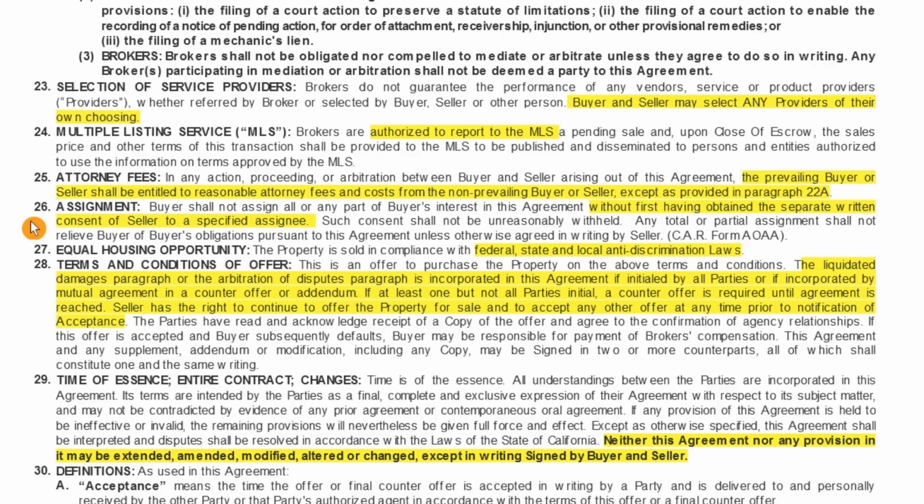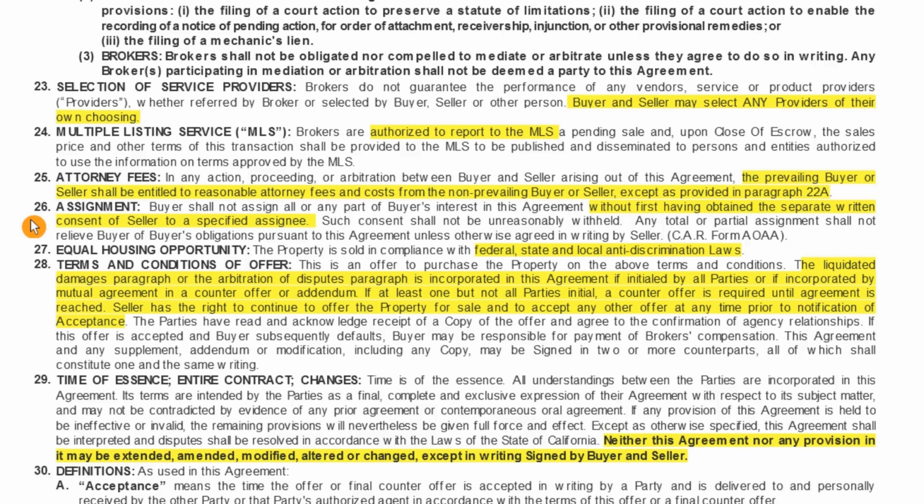Or if a buyer needed to bring on another buyer in order to be able to get the loan or to close the deal, that would also be covered in this section. And if that were to happen, the seller would need to authorize that additional buyer as well, even if the original buyer was still part of the transaction.